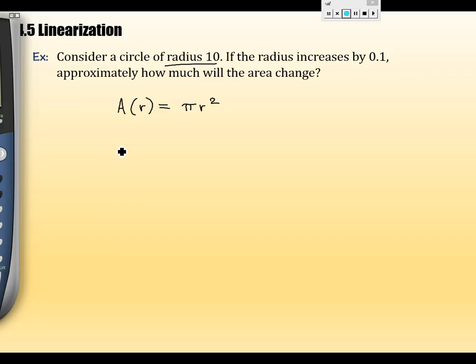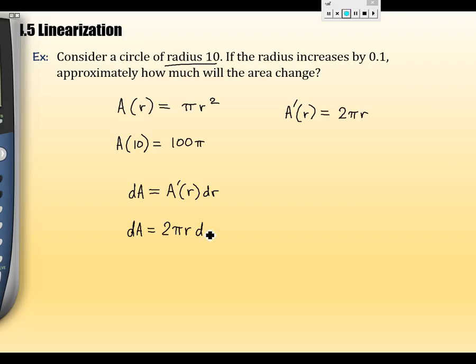And if the radius is 10, then we're talking about 100 pi as the area. Well, I guess we need A prime of R. That's 2 pi r. Okay. So what is the change in area? Let's call it dA. Well, it's A prime of R times dr. But what's A prime of R? It's 2 pi r. We have a dr there too, right?